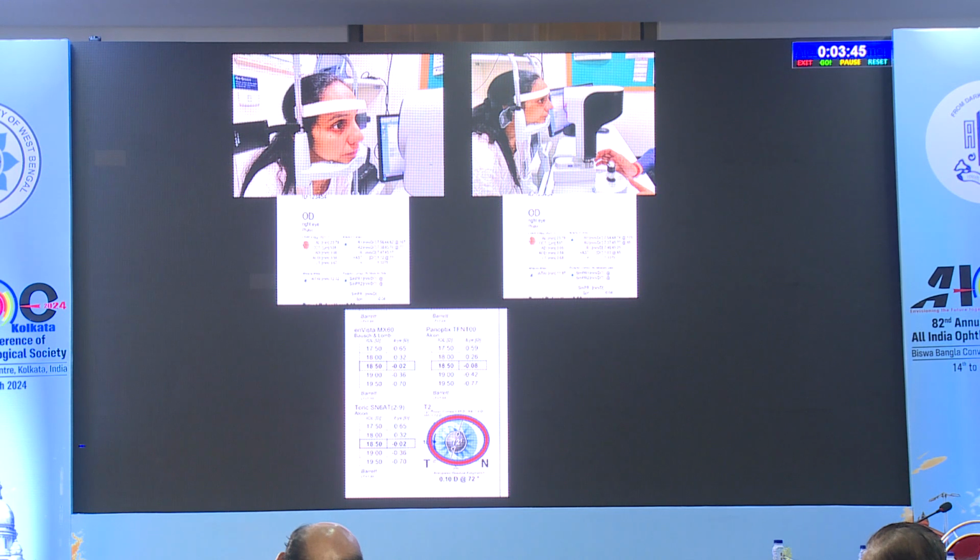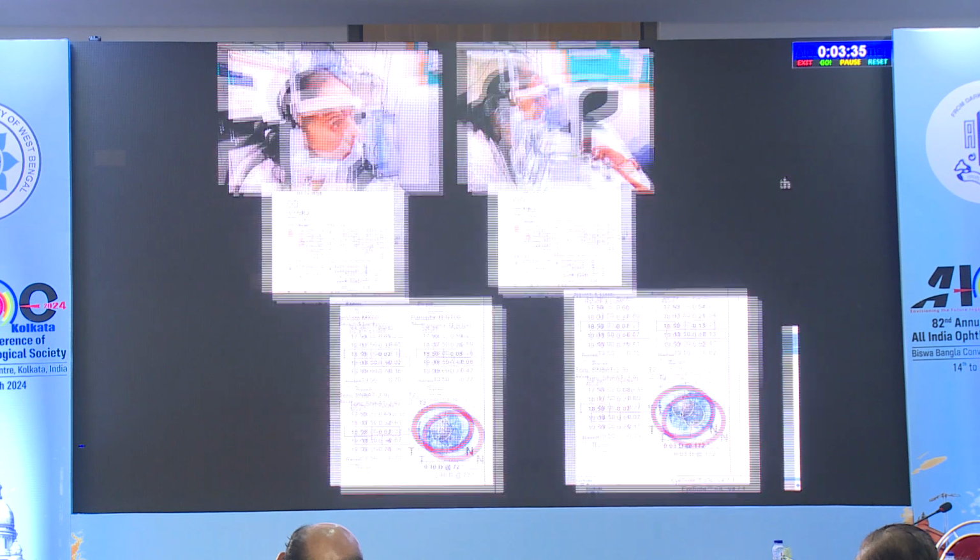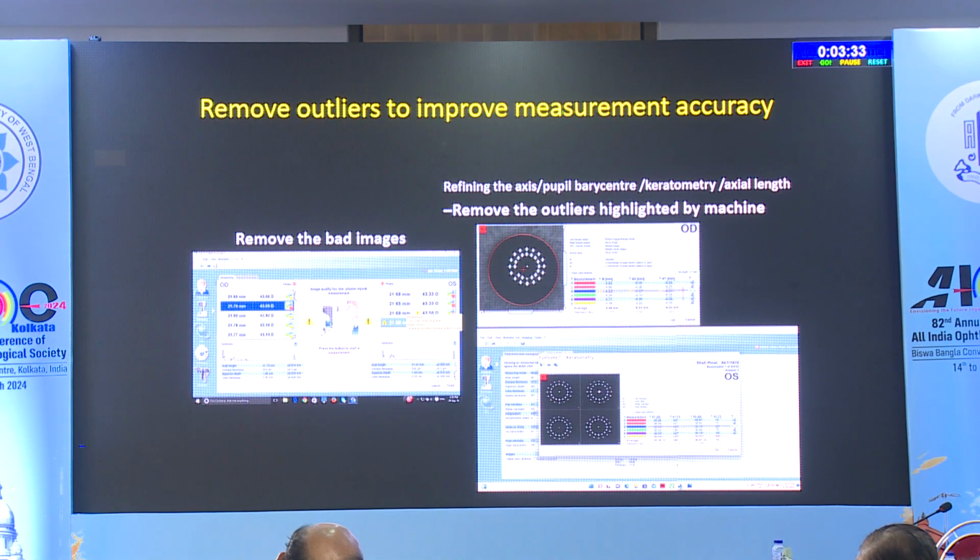I've taken the patient. You can see in the first slide, there is a head tilt when we are taking the optical biometry. When I put our head straight and repeat the biometry, the axis changes by almost 10 degrees. So this is a very, very important step. Again, as Dr. Bhalla said, look at the outliers.